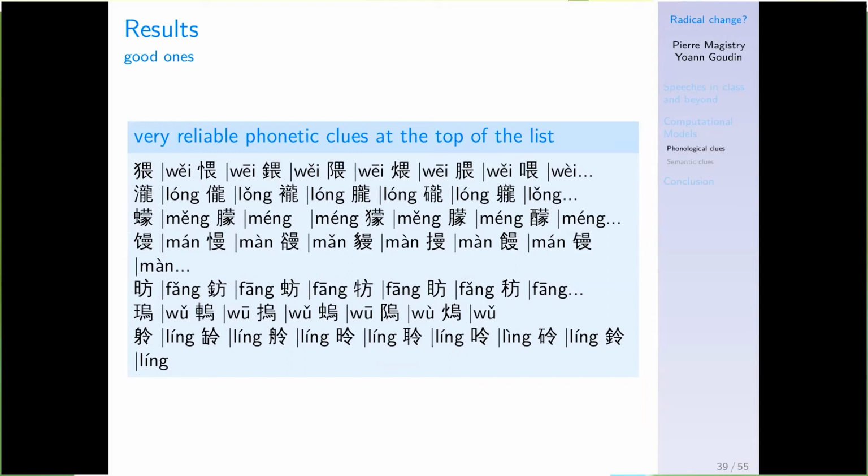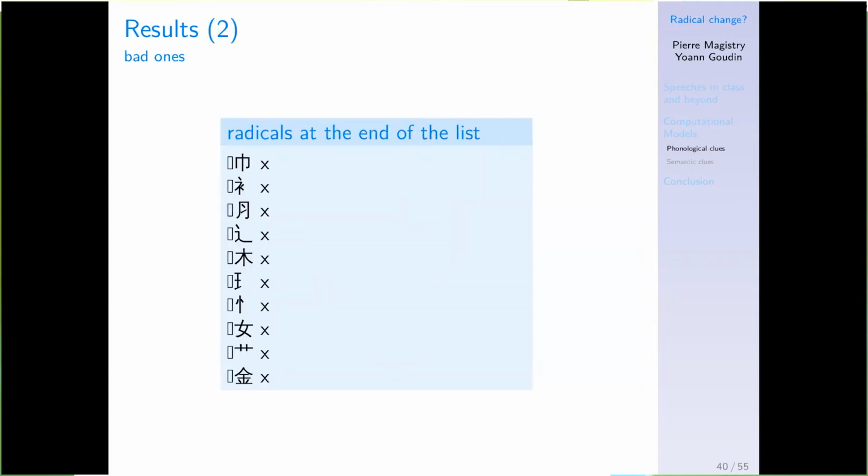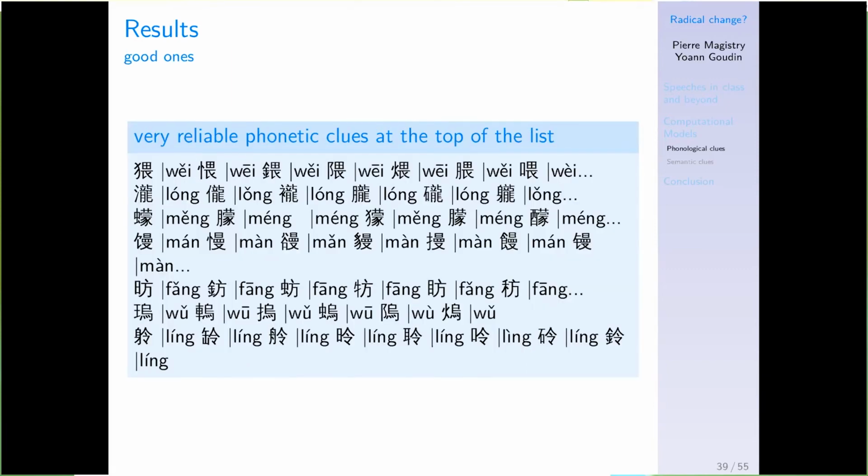And as you can see, if I look at the top of the list, I may find some very rare sinograms. Most of them, to be honest, I don't know. But you can judge the reading by the opinion here. They are very consistent. So that's exactly what we want to detect automatically. And on the other end of the list, at the very end, you will find all the radicals. So it's not really a finding that the radical has no phonetic contribution, but it's at least consistent. And what is interesting for us, it's of course the top of the list.